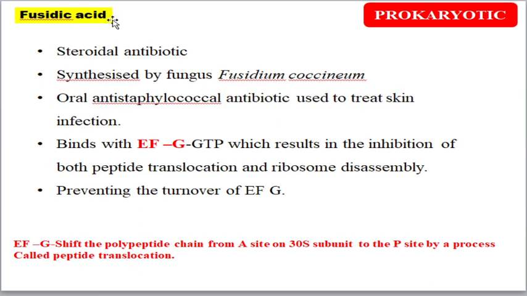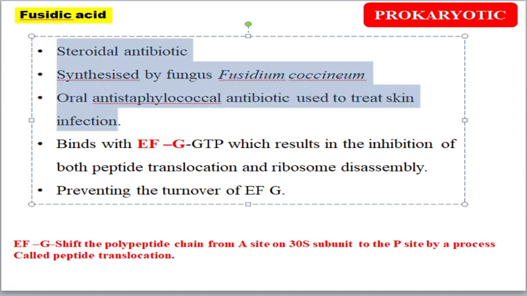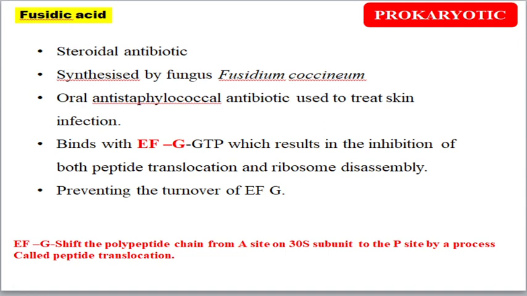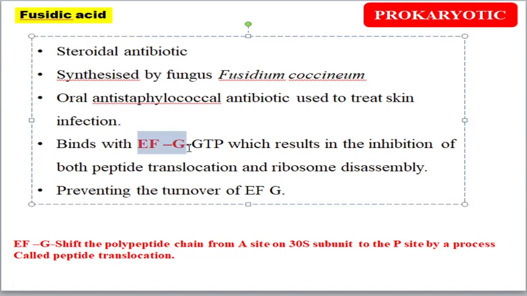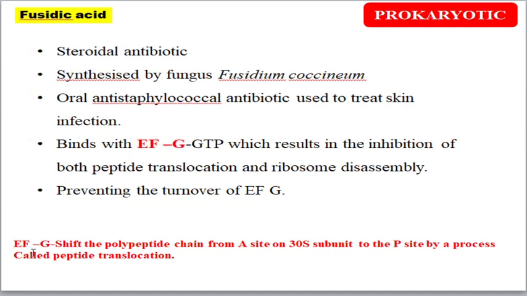Next is Fusidic acid. Again, this Fusidic acid inhibits prokaryotic translation. This Fusidic acid is a steroidal antibiotic, and it is produced from a fungus called Fusidium coccineum, and it is an oral anti-staphylococcal antibiotic which is used for skin infection. These are some important points that are very important for you while working out part C questions, friends. Next, this Fusidic acid will bind to EFG, which is a translocation factor. So this EFG will shift the polypeptide chain from the A site to the P site by a process called peptide translocation. So this EFG is really important.